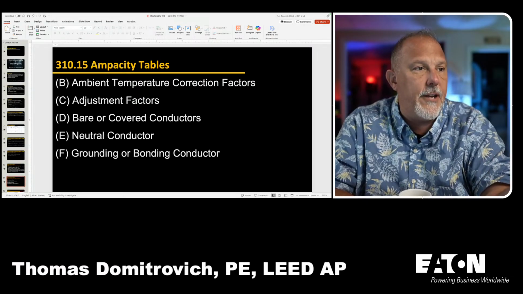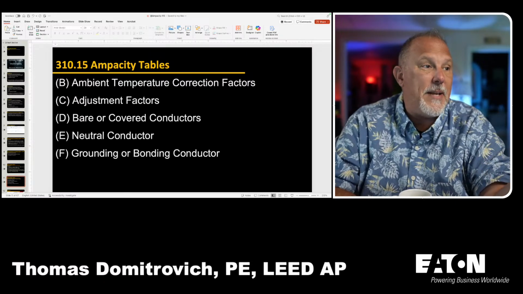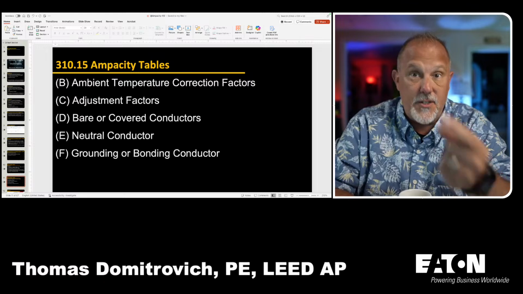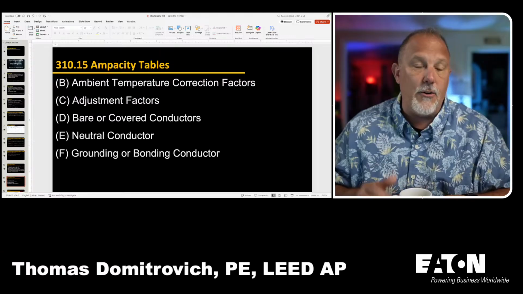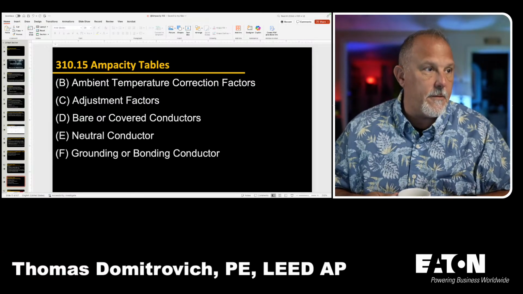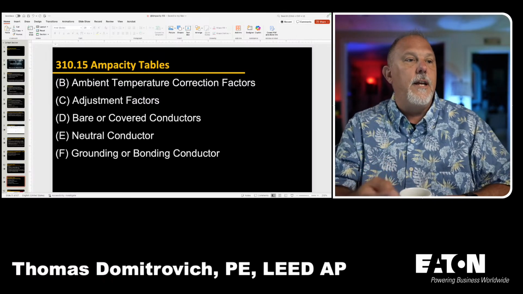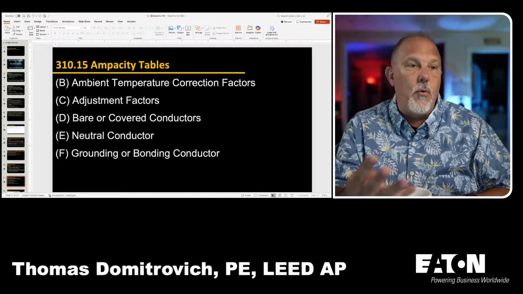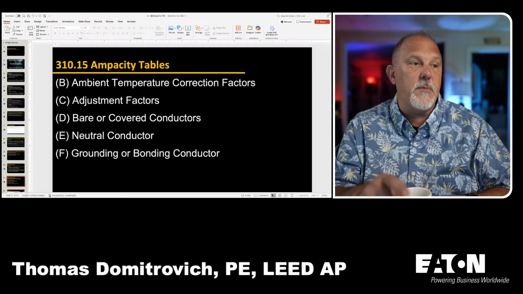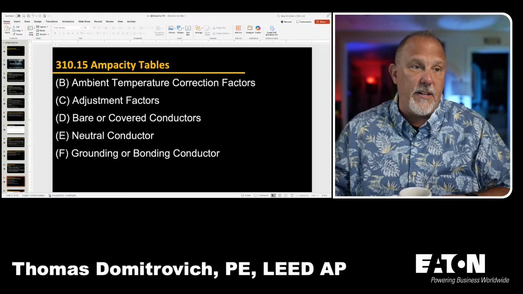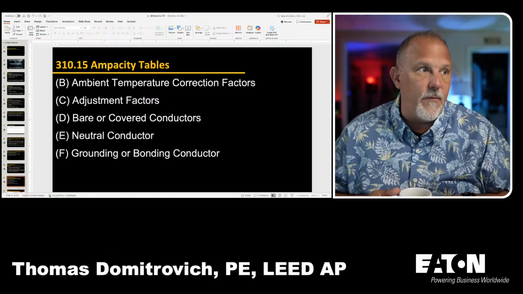A neutral conductor that carries only the unbalanced current from other conductors of the same circuit shall not be required to be counted when applying the provisions. Okay, so if it's carrying the unbalanced, I don't count it as a current carrying conductor. The second one, in a 3-wire circuit consisting of 2-phase conductors and a neutral conductor, if a 4-wire 3-phase Y connected system, the neutral conductor carries approximately the same current as the line to neutral load currents of the other conductors and shall be counted when applying 310.15(C)(1).